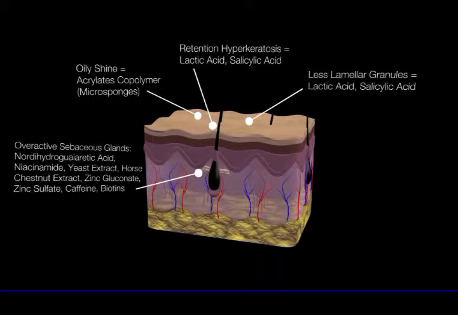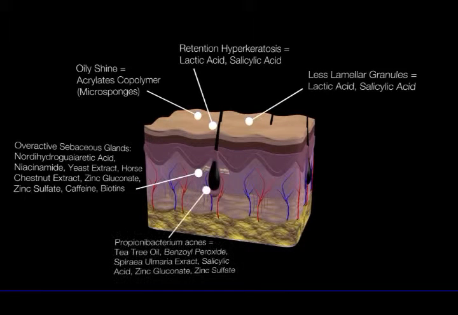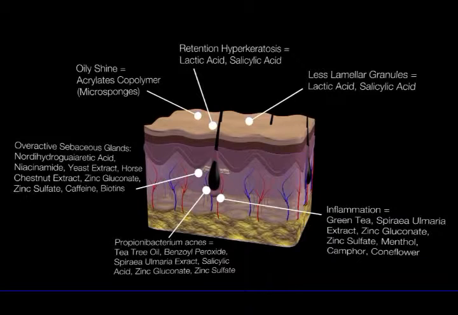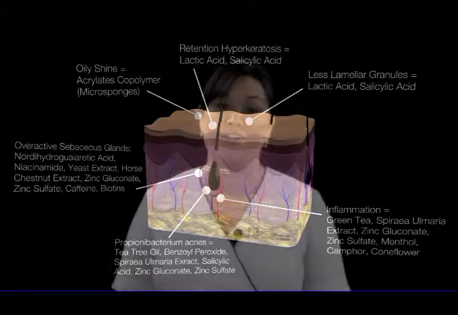To control cell accumulation and reduce impactions in the follicle, we need to stimulate natural exfoliation, superficially as well as in the follicle lining. Salicylic acid and lactic acid are key ingredients to look for. Tea tree oil, benzoyl peroxide, spirea, salicylic acid, zinc gluconate, and zinc sulfate will help to control bacteria on the skin surface as well as in the follicle. To reduce redness and inflammation, green tea, menthol, camphor, and coneflower will soothe and repair the skin and also reduce scarring. Now let's review what treatments and protocols you should follow in the treatment room to treat acne successfully.